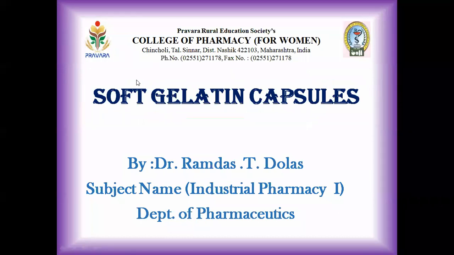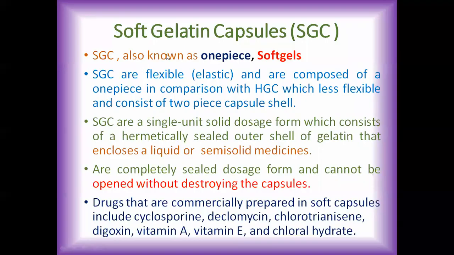Now, you all know that soft gelatin capsules are one type of capsule. There are two types of capsules. The first one is hard gelatin capsule and the second one is soft gelatin capsules. So today we will be discussing in detail the soft gelatin capsules, which are also known by a short form, that is SGC.